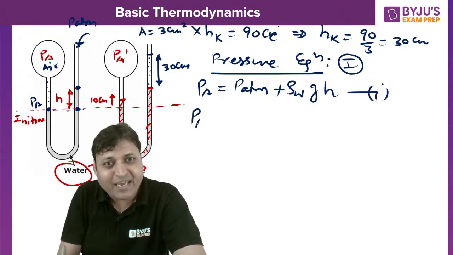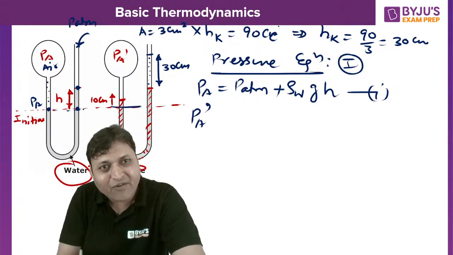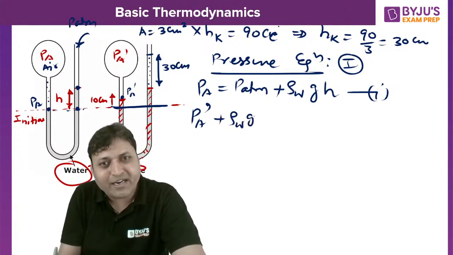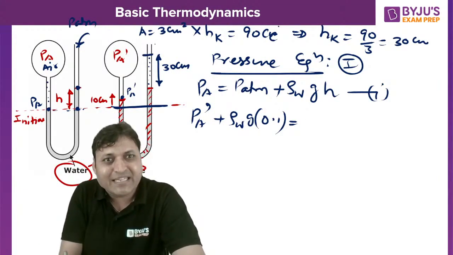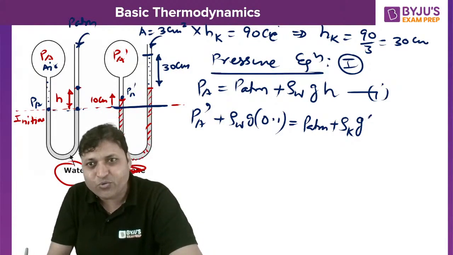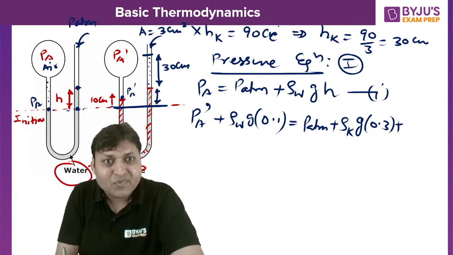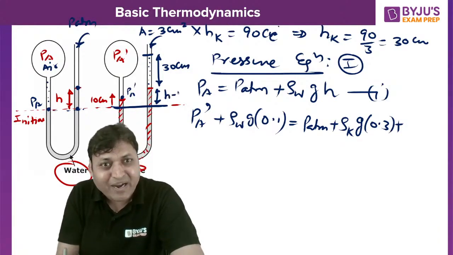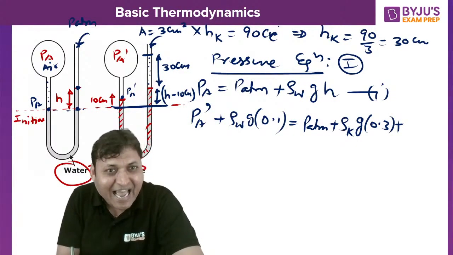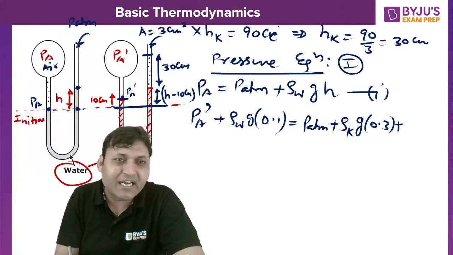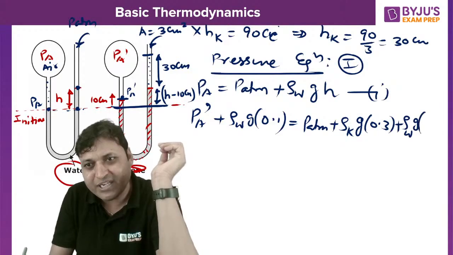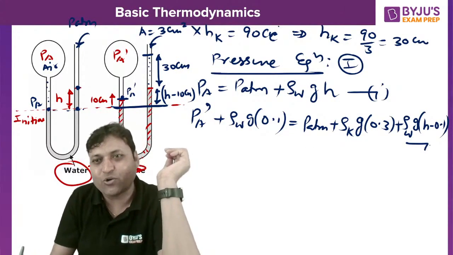The second equation we can say PA dash, if we take the same initial level as the datum line. So PA dash plus rho of water into G into 0.1 is equal to the pressure at the top, again PATM, plus we are traveling in kerosene, rho K into G into 0.3, plus how much is this? Earlier it was H, now isn't it H minus 10 centimeter? Because the volume of water will remain constant. If there is a rise of 10 centimeter of water level in the left limb, there is a fall of 10 centimeter in the right limb. So it is rho of water into G into H minus 0.1.